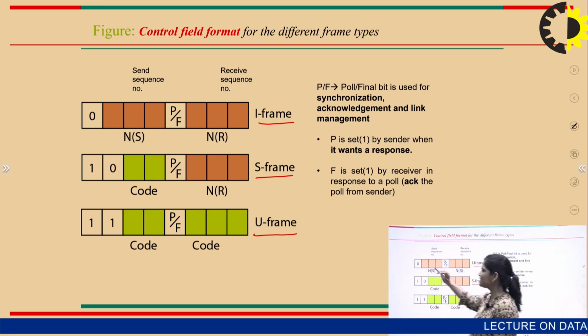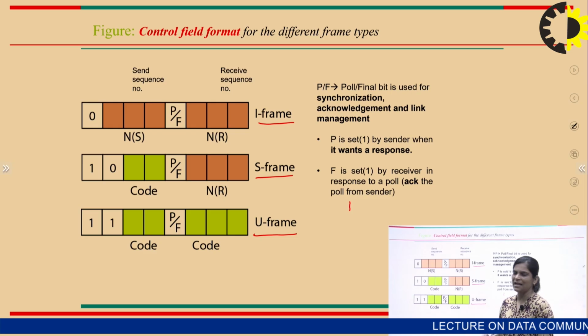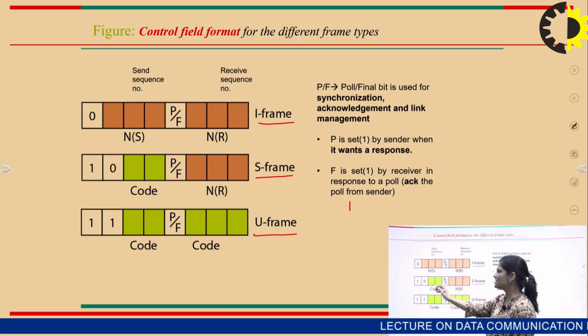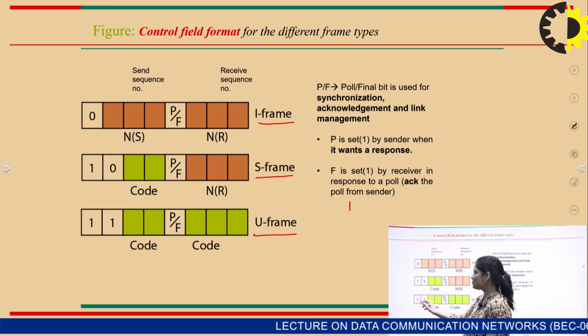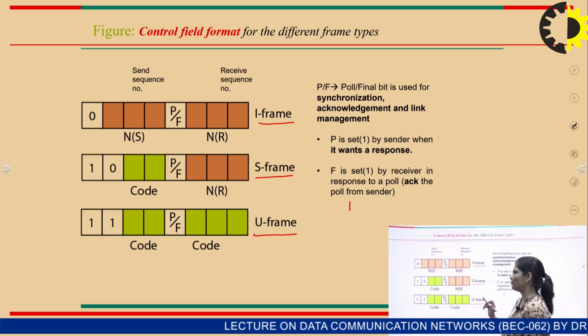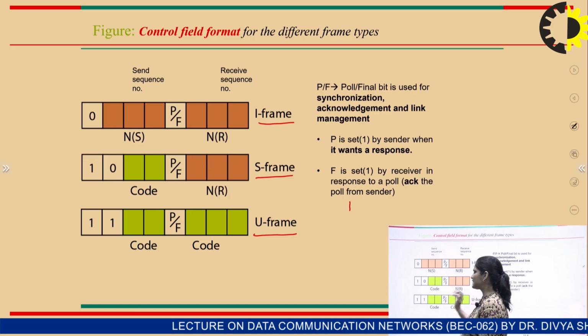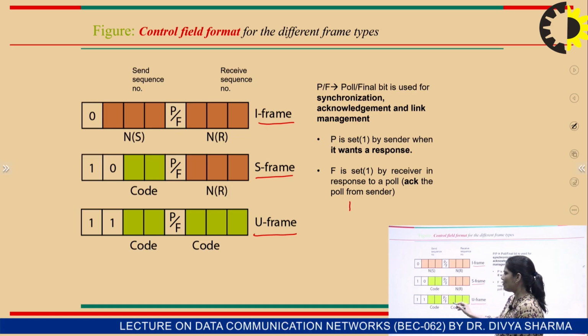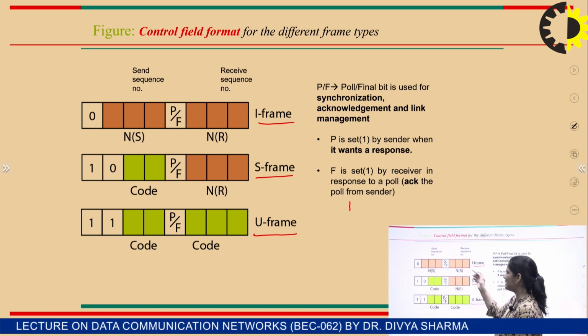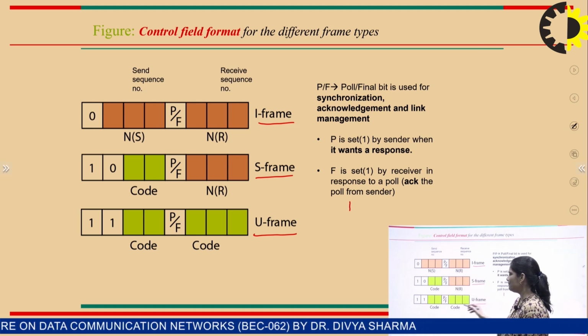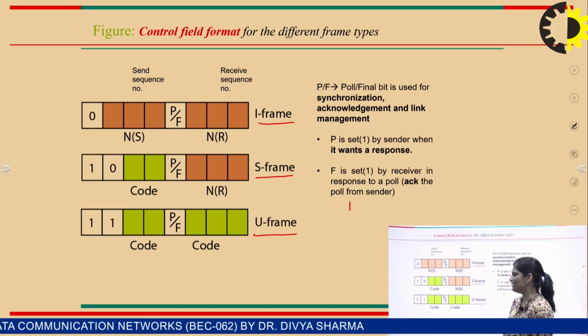If the first bit is 0, this is an I frame. If the first two bits are 1 0, then you can say it is an S frame, supervisory frame. If the first two bits are 1 1, then you can say it is a U frame. Code fields we will discuss in the next slides. For this U frame also, the P/F field is the same as we have in the I frame and S frame, and this code is also in the U frame. We will discuss it in the next slide.